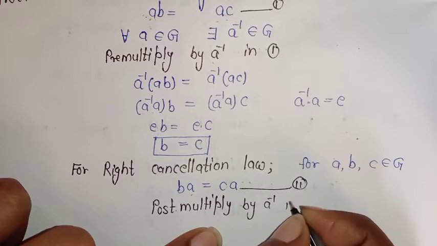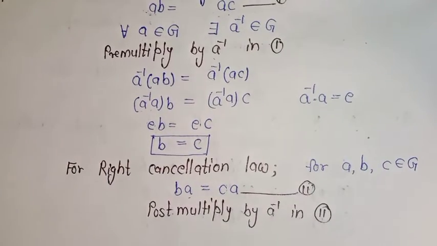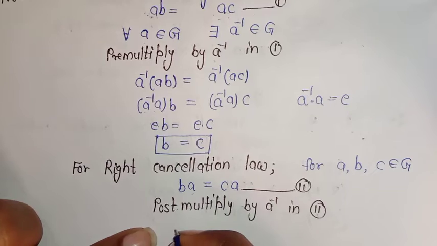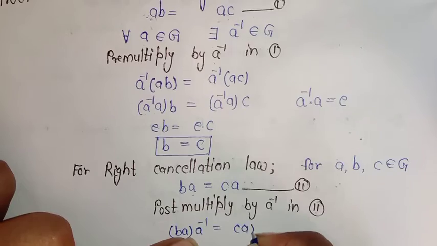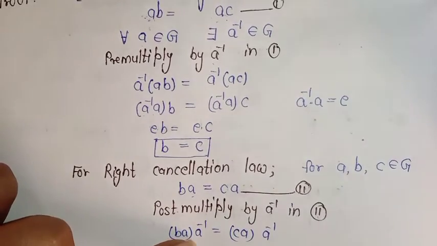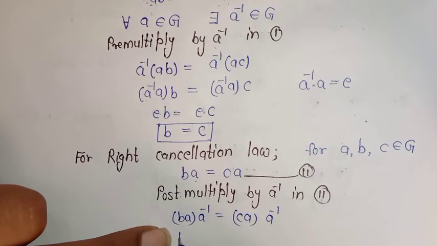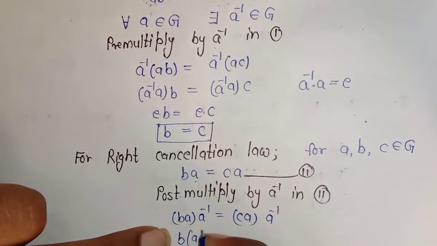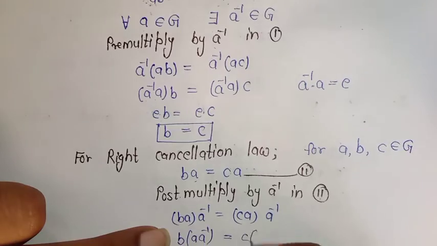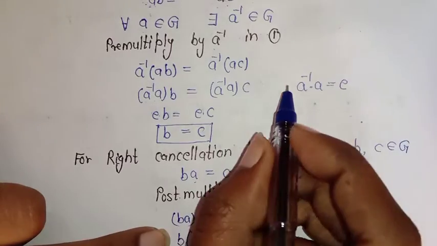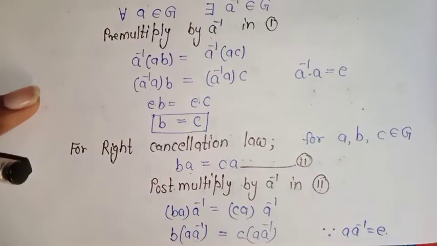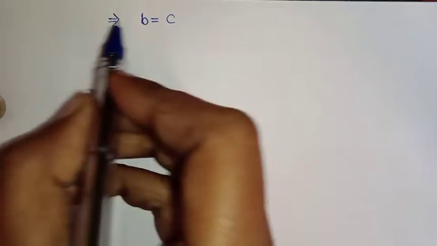Post multiply by a inverse in 2. So if I take the multiplication by a inverse, this becomes ba inverse and this becomes ca inverse. If we use the associative law, this becomes b times a a inverse and this becomes c times a a inverse. Now we know that a a inverse becomes identity. I have written it here. So this implies b is equal to c. So in this way, we have completed our right cancellation law as well.